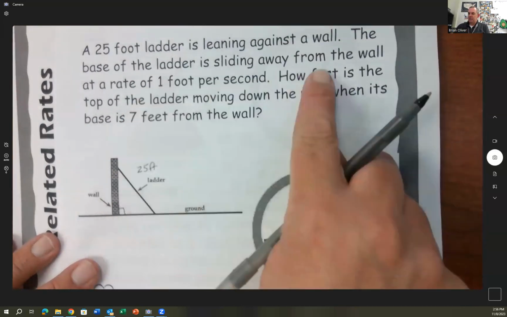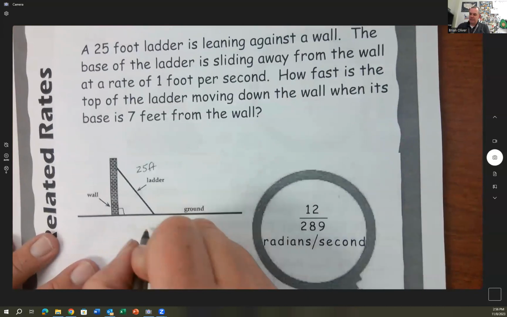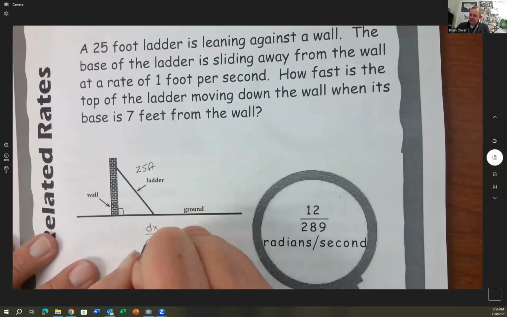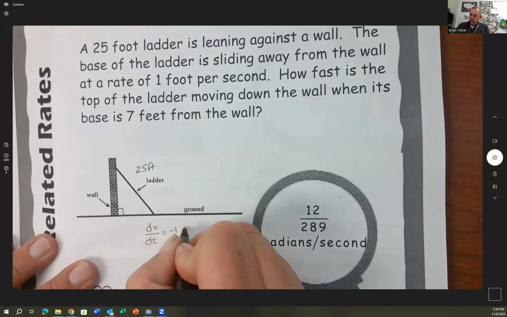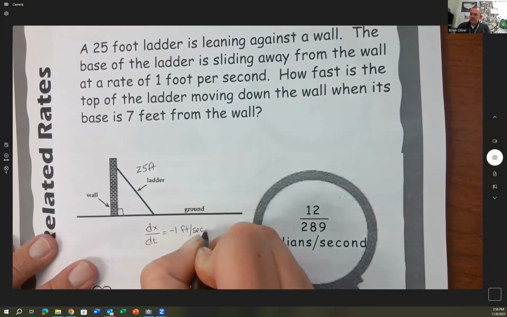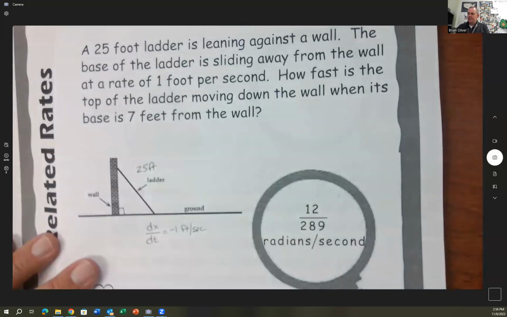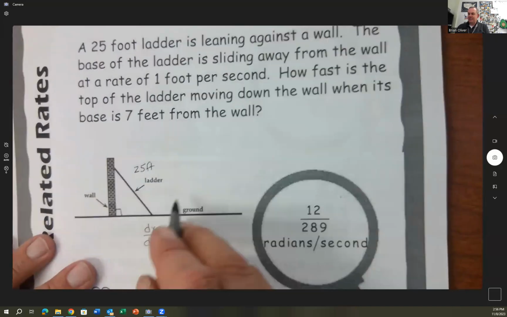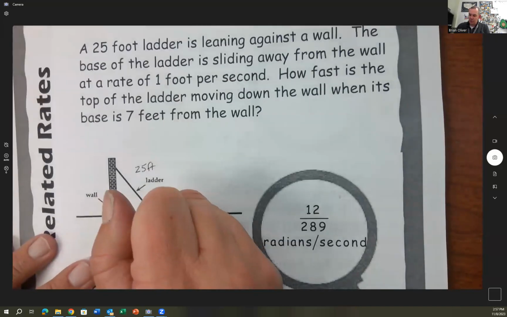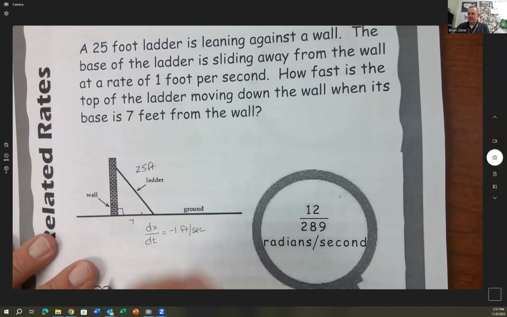The base is sliding away from the wall at a rate of 1 foot per second. So that's telling me that dx/dt is going to equal -1 foot per second. Here's my y. How fast is it falling when the base is 7 feet from the wall? So it's telling me how far it is when this guy here is 7 feet from the wall.